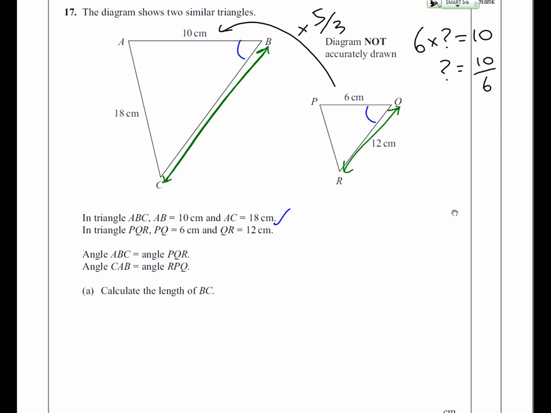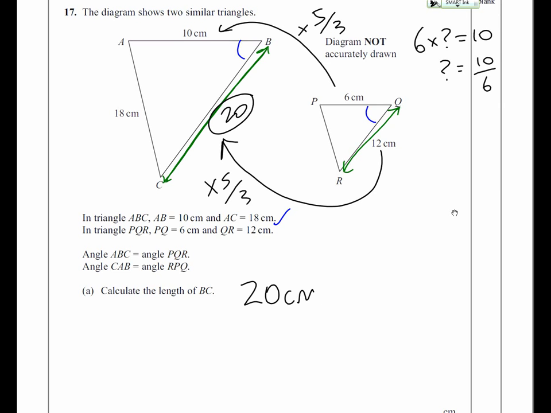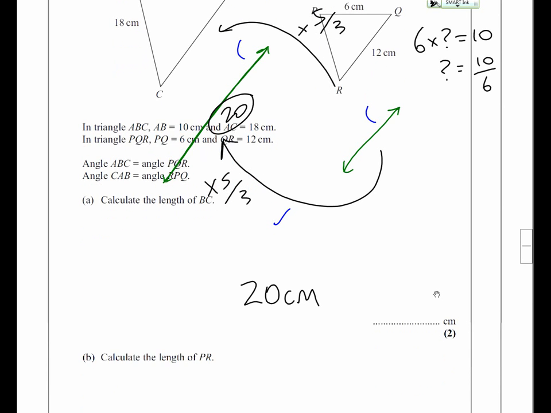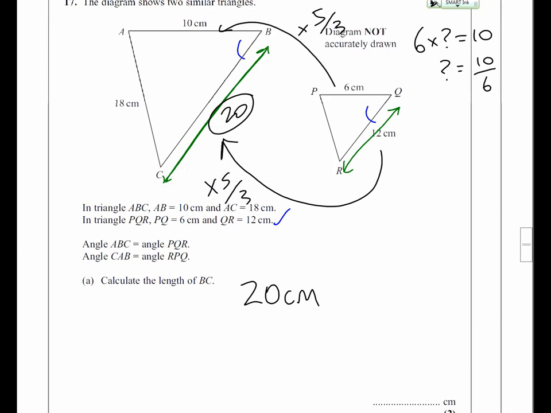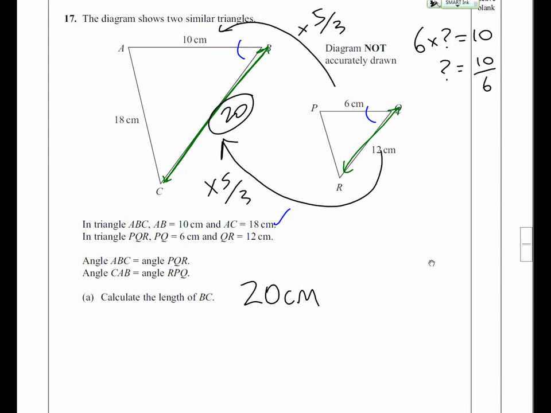So what we're going to do is we're going to times 12 by 5 over 3. 12 times by 5 over 3 gives you 20. And it's 20 centimetres. 2 marks. Calculate the length of PR is the next part. So PR is here, and we need to go backwards.